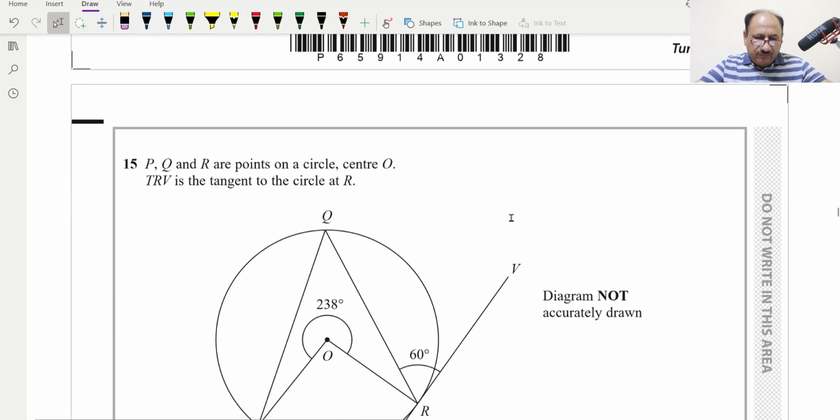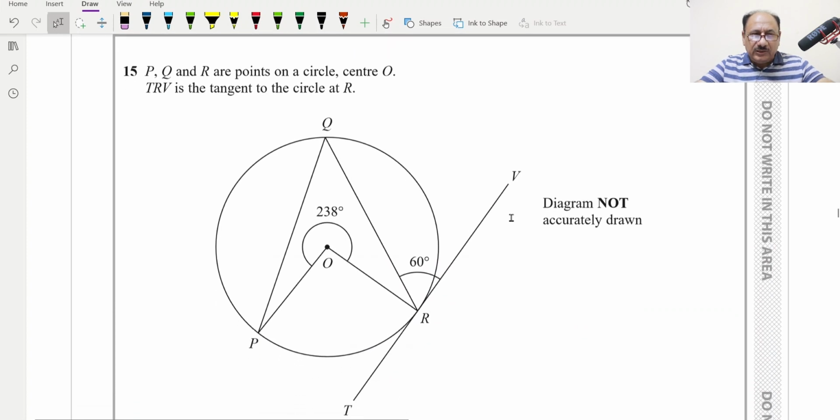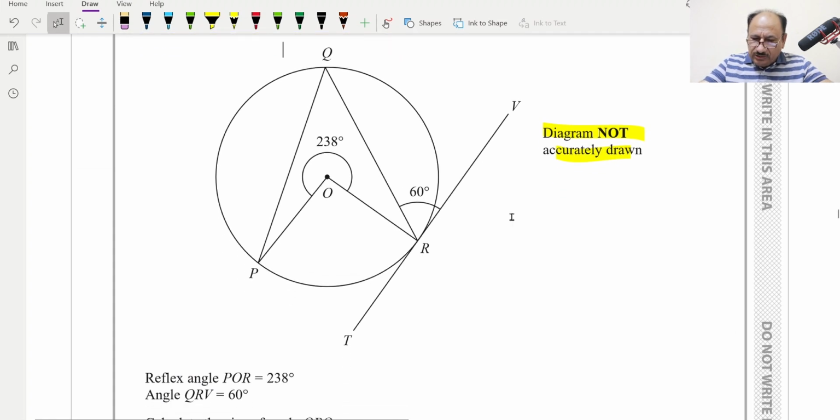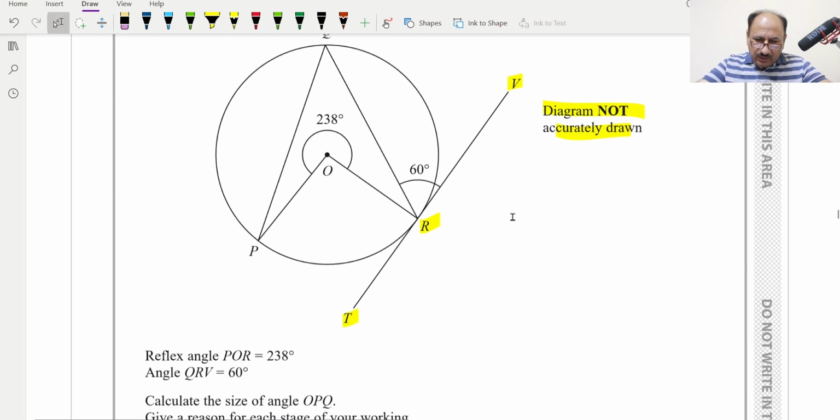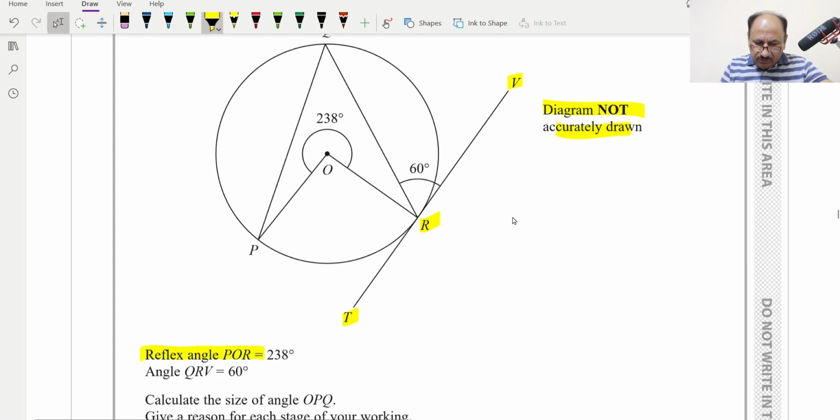Hopefully you understood everything. Question number 15, and the question has a diagram which is not accurately drawn, and they are saying P, Q, R are points on the circle and the center is O. TRV is the tangent to the circle at R. TRV, this is the tangent, and reflex angle POR is 238. So this is 238.